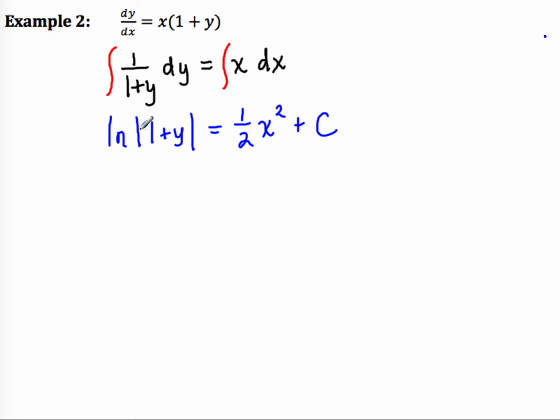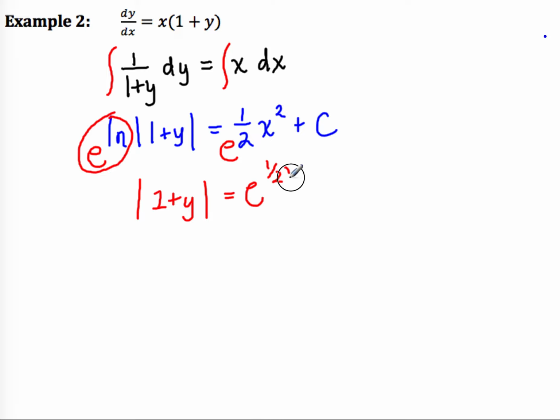Now, to get rid of natural log, we can go back to our laws of logs, and I can apply the same operation to both sides and make them to the power of e, because I know that e and natural log are inverses of each other. This would leave me with just the absolute value of 1 plus y equals e to the 1/2 x squared plus a constant.